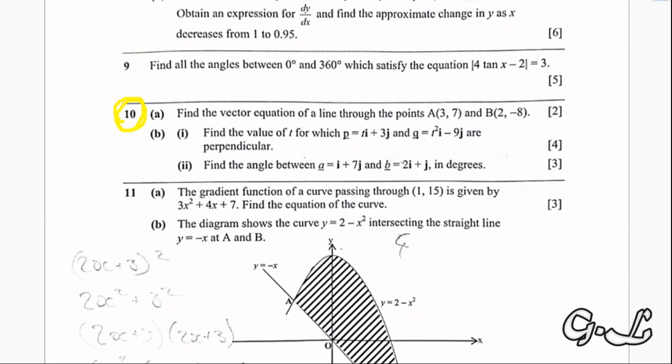Roman numeral 2 states: find the angle between vector A is equal to i plus 7j and vector B is equal to 2i plus j in degrees. So part B in total carries 7 marks, and part A carries 2 marks.